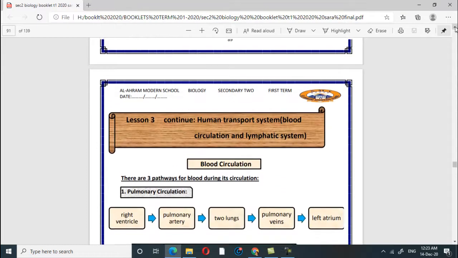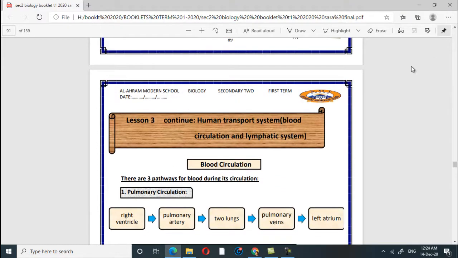Hello Secondary 2 students, today we will continue the human transport system. As you know, blood circulation in man can be divided into three main pathways, which are the pulmonary circulation, the systemic circulation, and hepatic portal circulation.